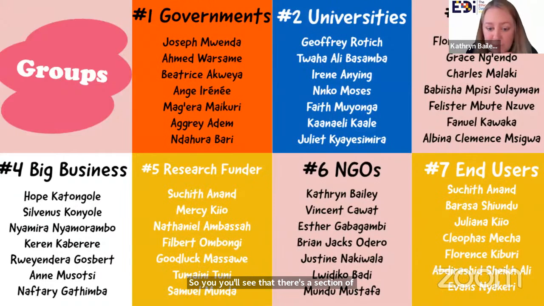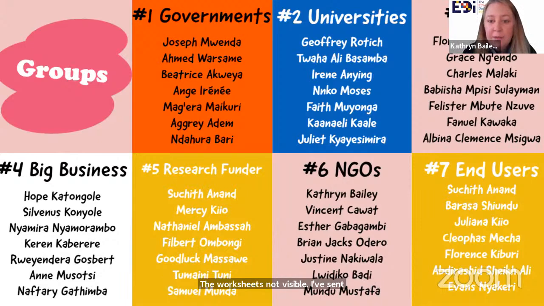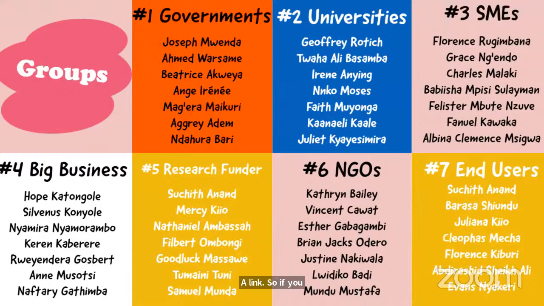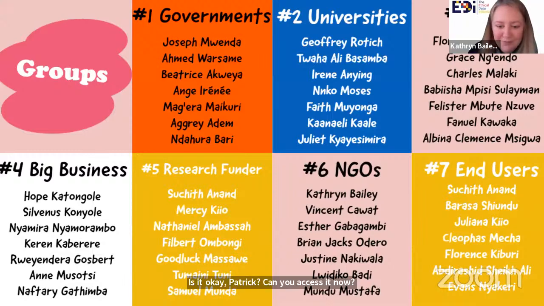The worksheet is not visible on the screen. I've sent everybody a link. So if you open the link in the chat, click on that link and open it. Then it should take you to the Google document. Is it okay, Patrick? Can you access it now? Okay, I can see the link in the chat. Okay, so if everybody clicks on that link, it will take you to the Google document, and that's what we're going to use as a worksheet.